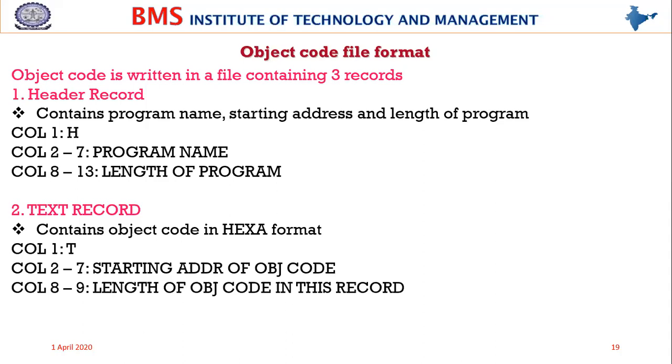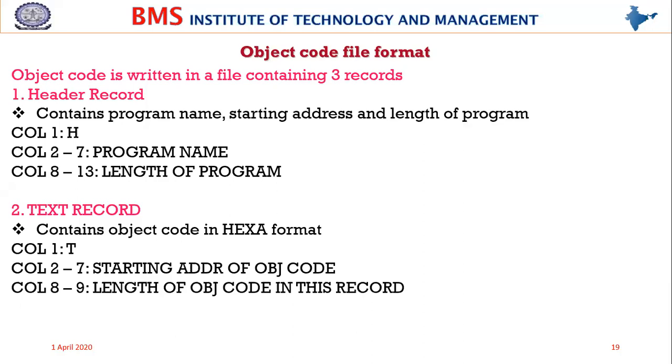And 8 to 9 will be the length of the object code in this record. Please remember this, length of the object code in this record. In our program, we have 8 object codes. That means 8 instructions got converted into object code, which may need only 1 record. That's enough.